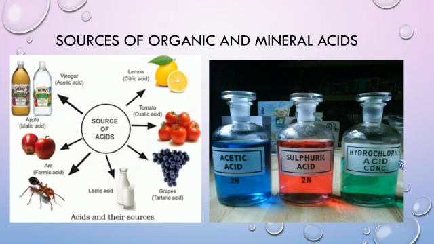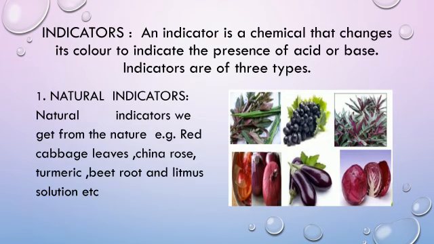In this slide, you can see two types of acids, organic acids and mineral acids. Organic acids we get from nature, and mineral acids we get from the minerals. Acetic acid, sulfuric acid, hydrochloric acid are the examples of mineral acids which we get from the minerals, and those minerals we are getting from the earth crust.